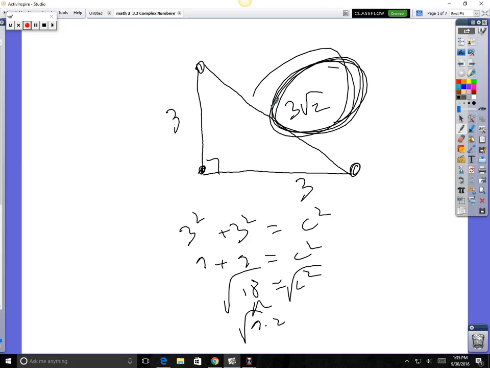So can you do that with any numbers? The question is, Ryland Chamberlain asked, can you do that with any real numbers?